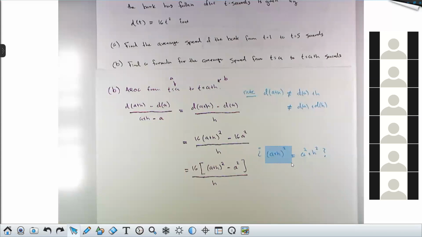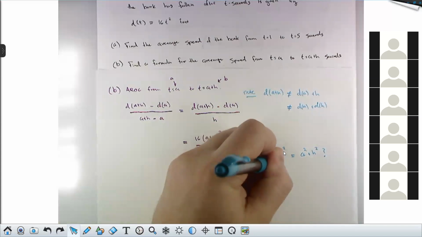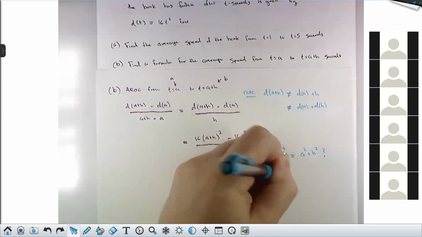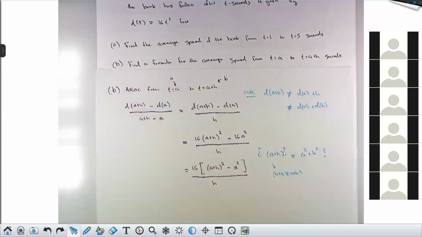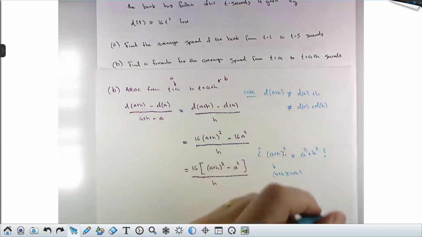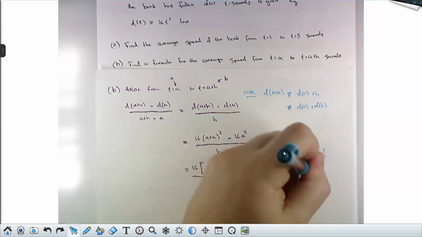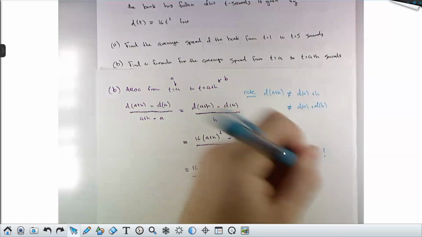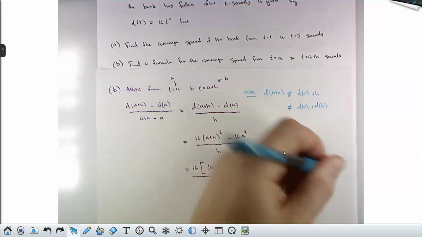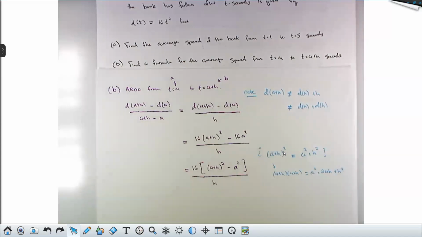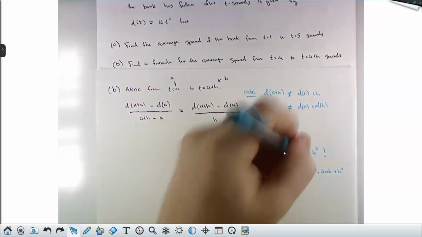Because you're missing the middle component, the ah. Good, very good. So remember, a plus h squared is a plus h times a plus h. Anything squared is that thing times itself. And to calculate such an object, you need to FOIL. So this is a squared plus ah plus ah plus h squared, which is a squared plus 2ah plus h squared. So this is not true.